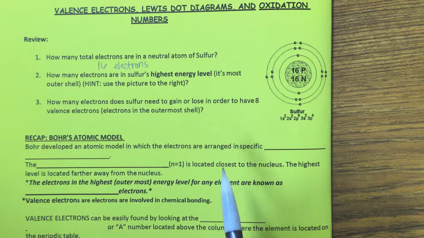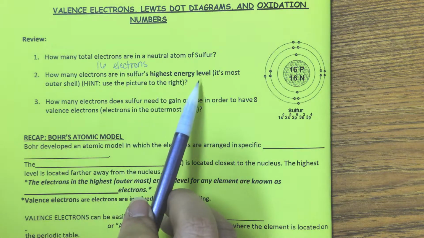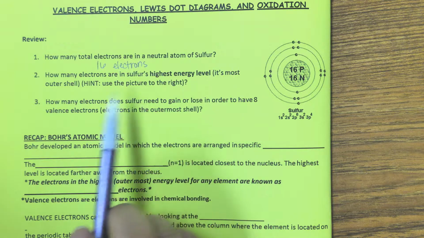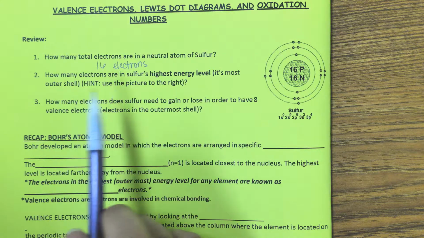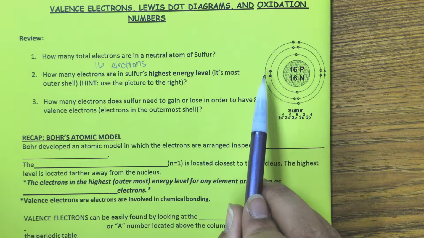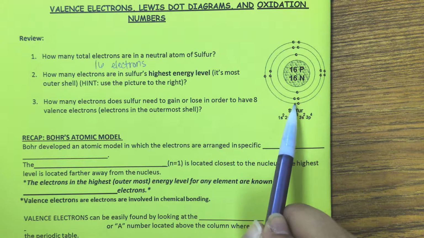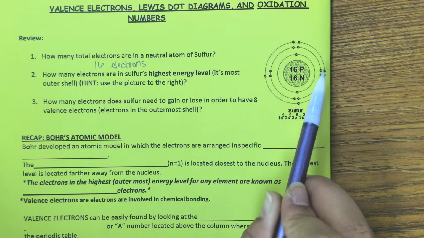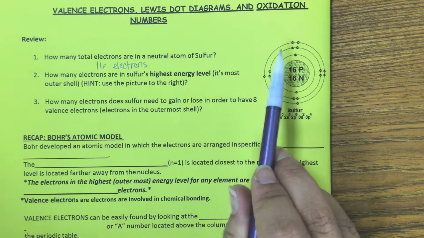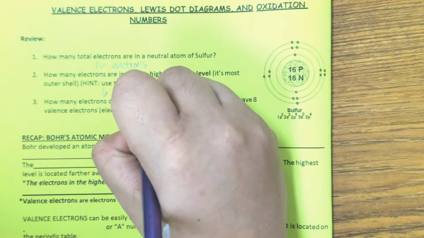Okay, so number two, how many electrons are in sulfur's highest energy level? Okay, it's the most outer shell. So hint, use the picture to the right. If you use the picture to the right, you would just have to count, well, this is the outermost shell. So 1, 2, 3, 4, 5, 6. So you have 6 electrons.